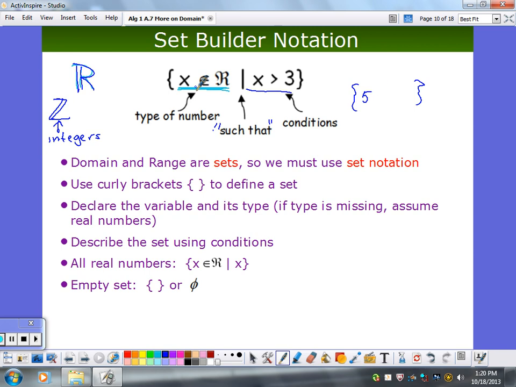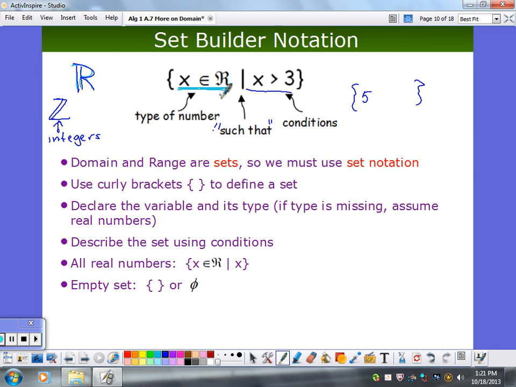Negative 8. So x is a real number, right? Such that, well, is -1 bigger than 3? No. But I'm not going to put it in the set. Okay, pick another one. Zero. How about zero? Zero's a real number. Is zero bigger than 3? No. So what numbers are going to wind up in here? All the numbers bigger than 3. So it's a way of describing, instead of writing them all, what numbers I'm talking about.